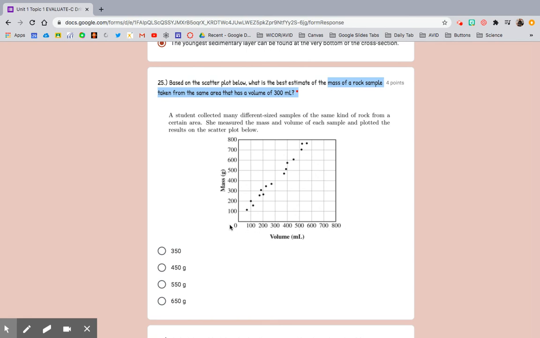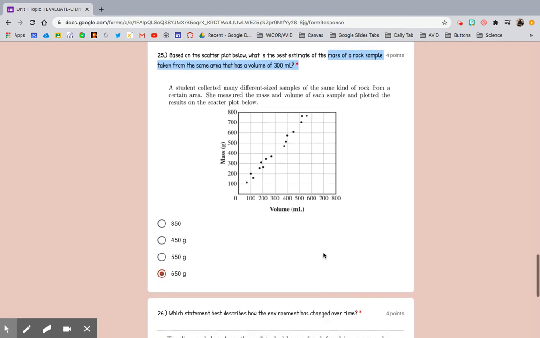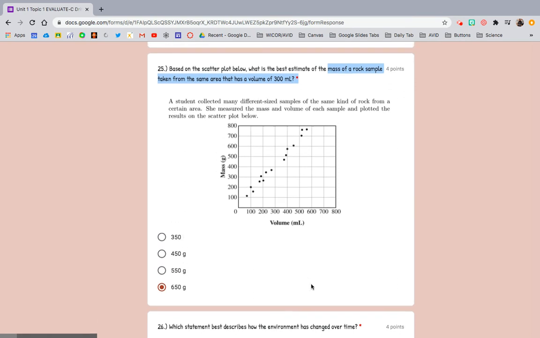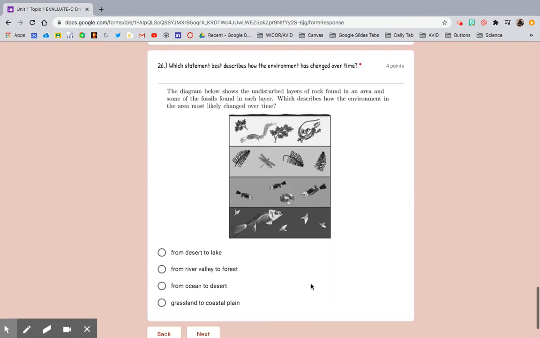So you need to kind of look at the volume, find 300, and I can't even show you with my mouse, even though I want to, what you have to do to figure out the mass. Is the mass going to be 350? No unit. 450 grams, 550 grams, or 650 grams. And y'all, that's probably supposed to have a unit, so just keep that in mind.